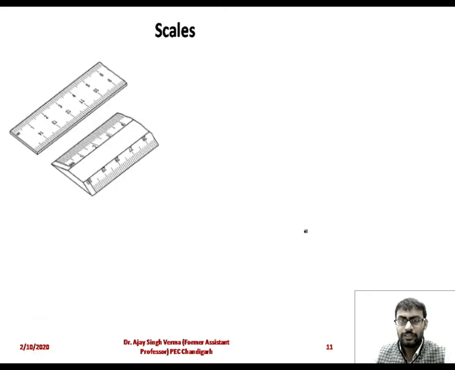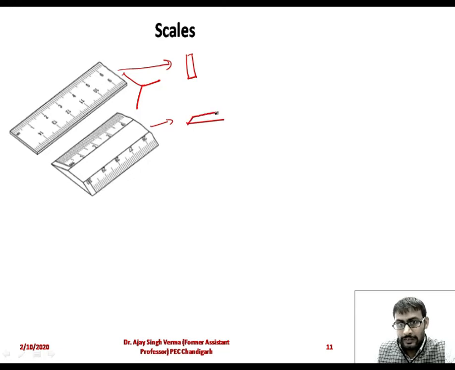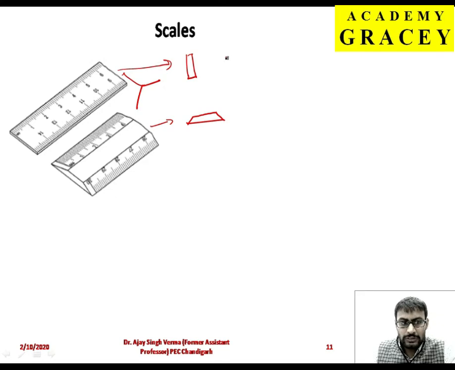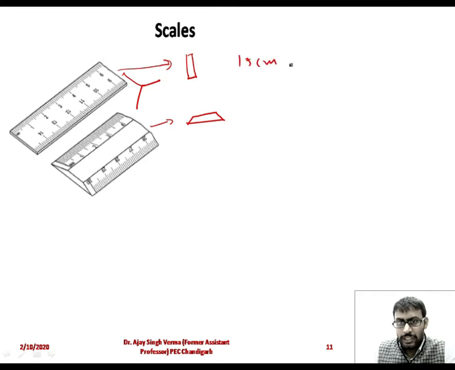In the next slide, you can see scales. Basically, these two types of scales we will see in our market. One has a flat surface. If I'm seeing from the side view, you can see a rectangle. From the side view, you can see this type of shape. Two types of scales are available in the market. One is 15 centimeter long, a small scale that we use, and having a width of 2 centimeter.